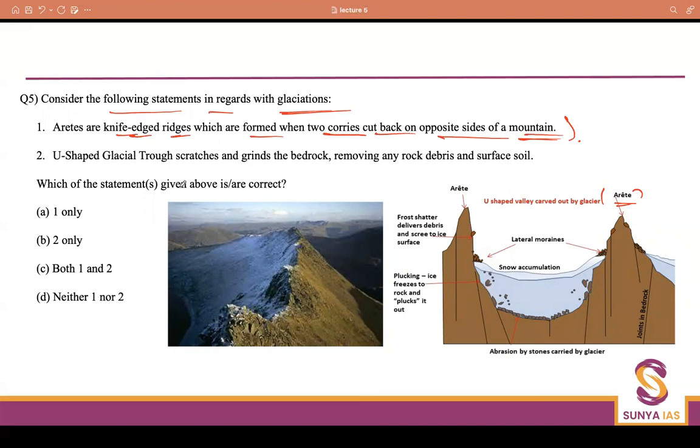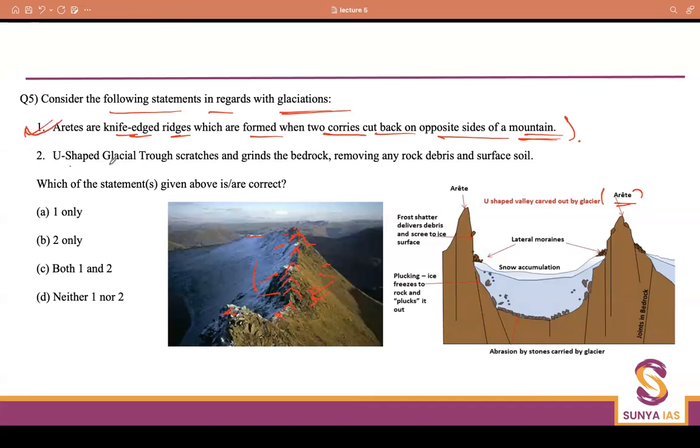And they are known as arêtes. This type is your arête, two-sided, and this is very sharp-edged, a knife-edged ridge. You can see over here, two-sided. Two cirques have cut back on opposite sides of the mountain. These are the two opposite sides of the mountain. So the first statement is definitely correct over here.